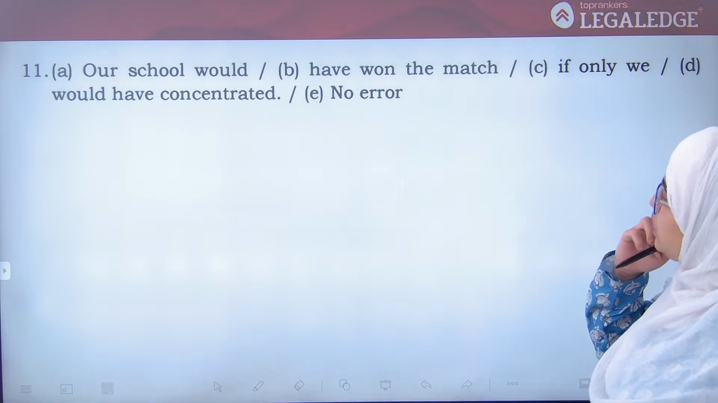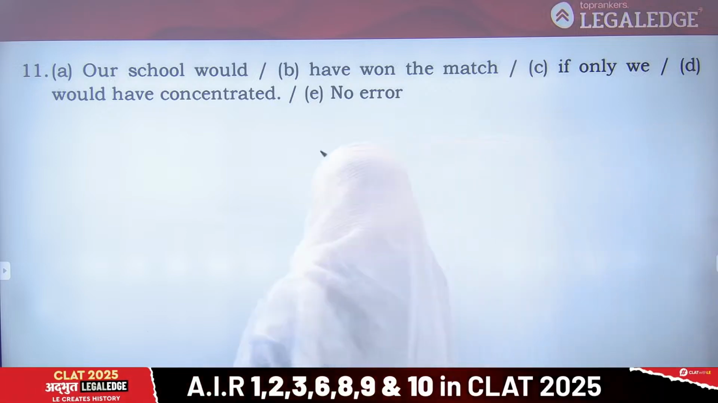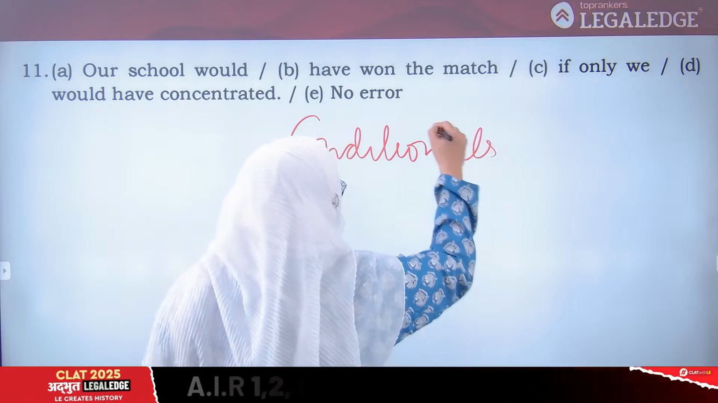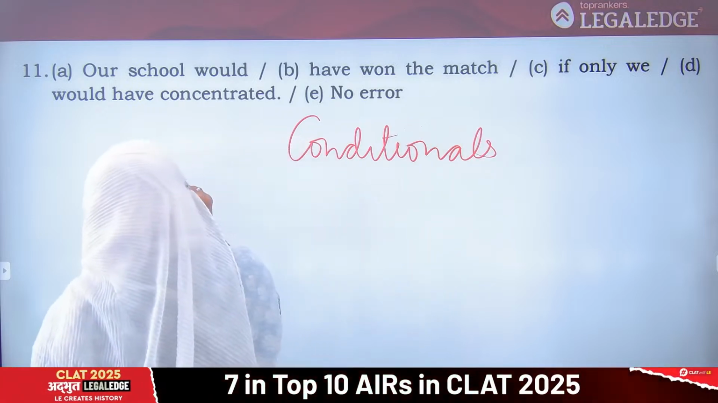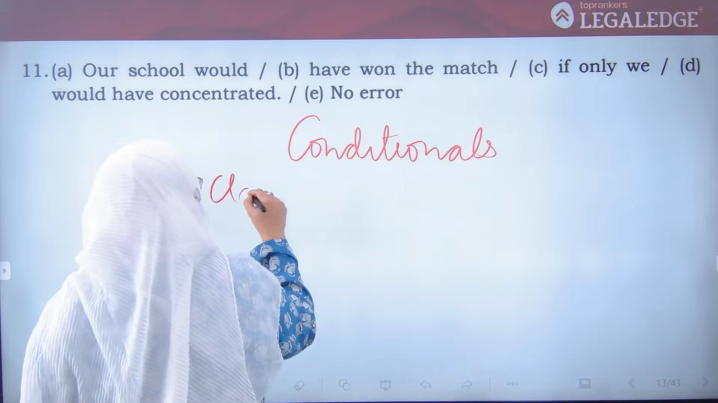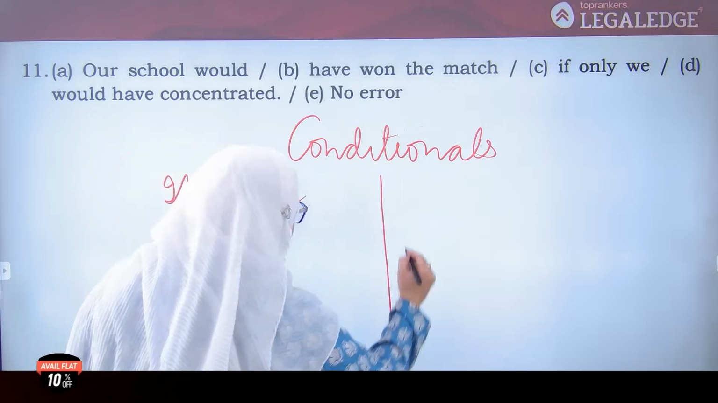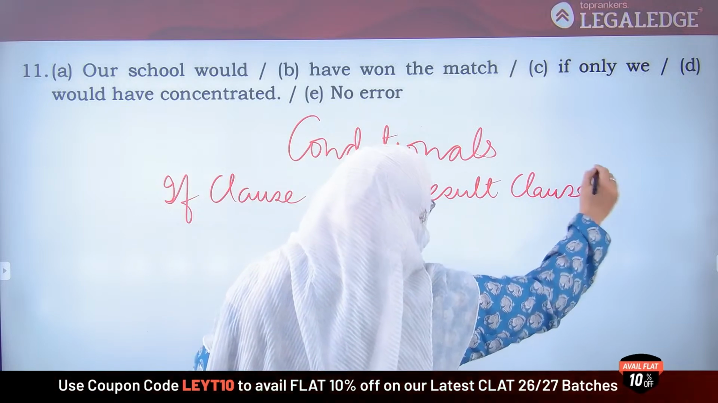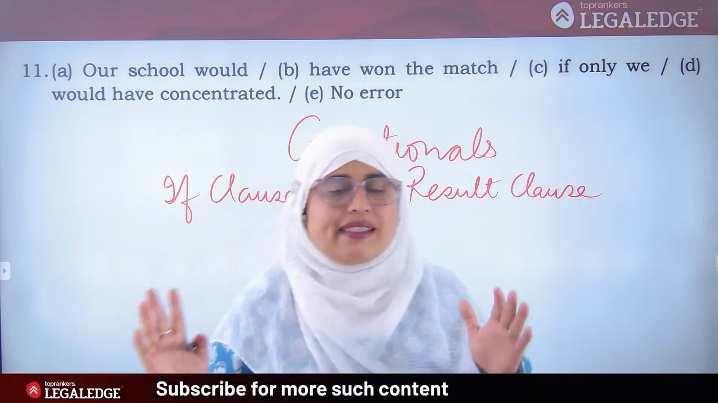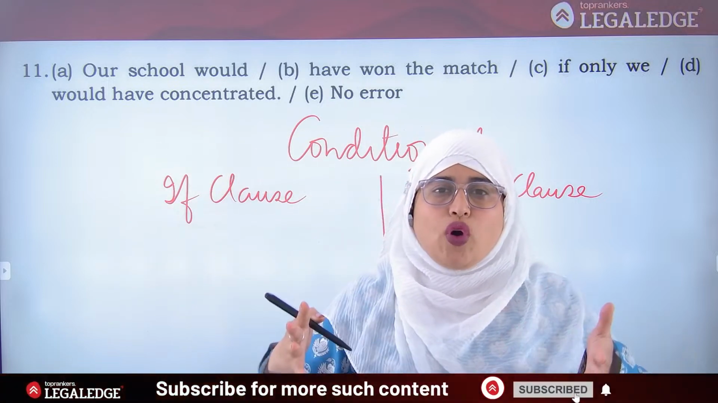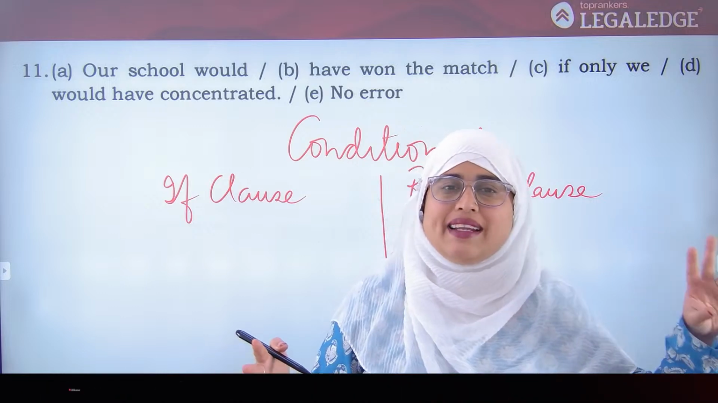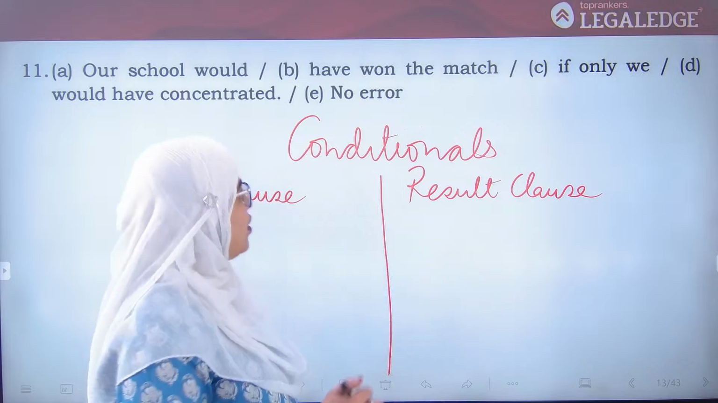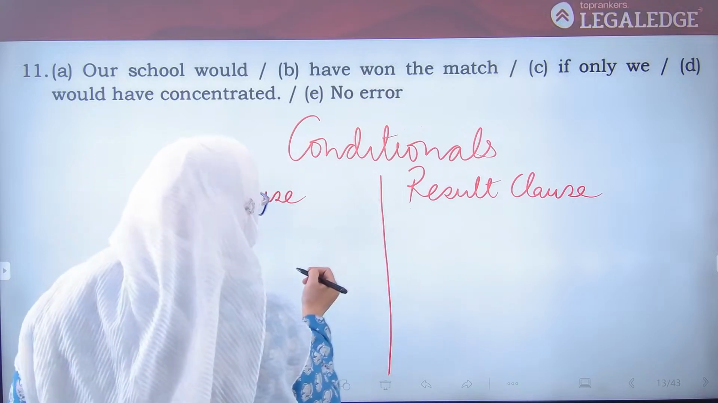Okay. See students, it's a conditional sentence. Allow me to give you the background to conditionals. In conditional sentences there are two parts. One is the if clause, the other one is the result clause. When a conditional sentence is broken into two parts, we get fragmented sentences or clauses. So one is the if clause, the other one is the result clause.